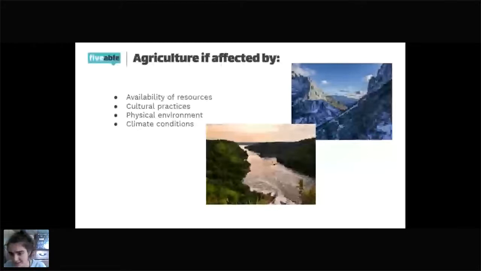So Muslims cannot have pork. Is this an example of how culture affects agriculture? Yeah, Isa, right? I hope I'm pronouncing that right, Isa.